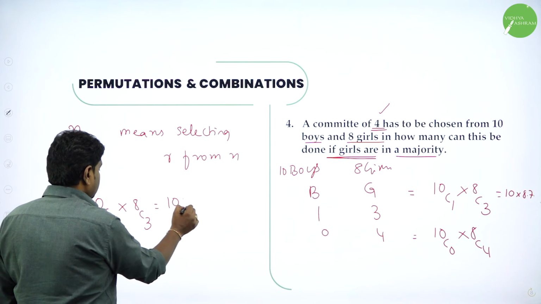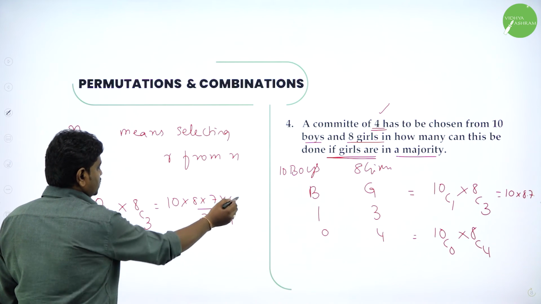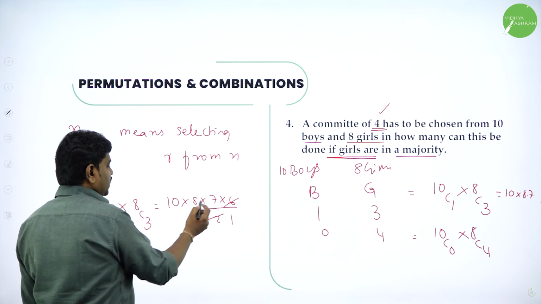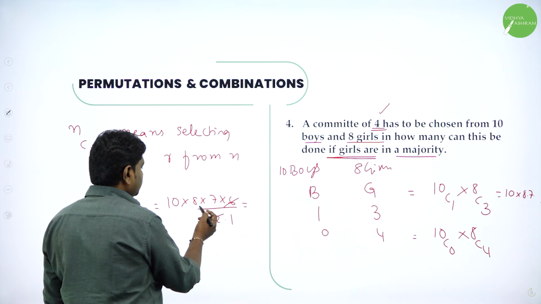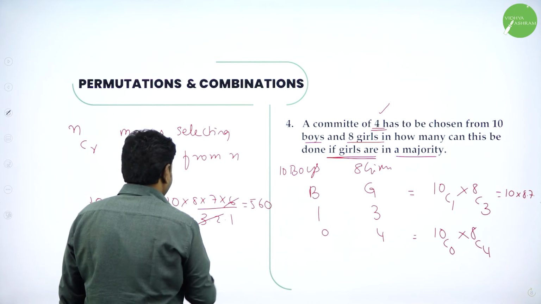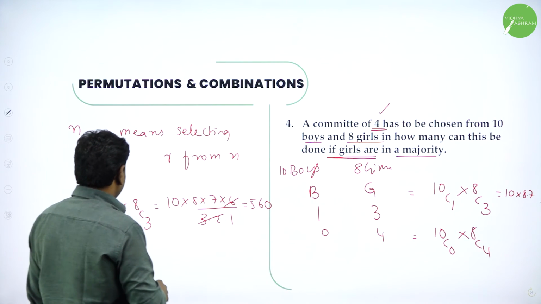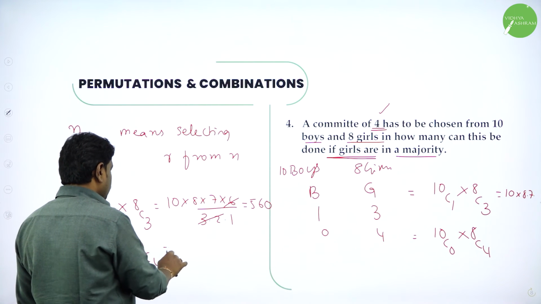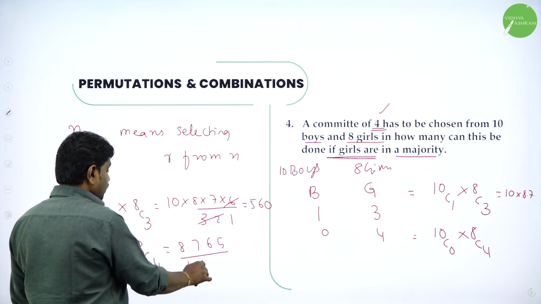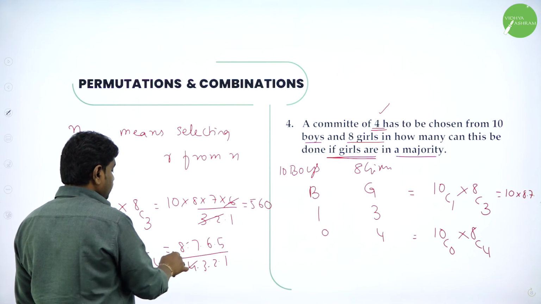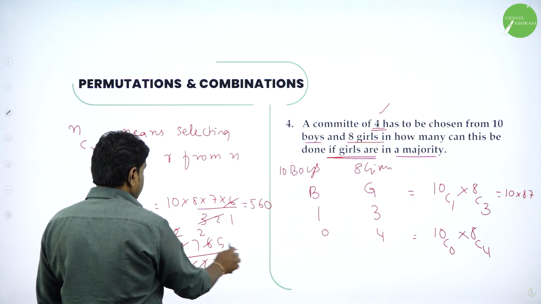That is 10C1 is 10, 8C3 is 8 into 7 into 6 divided by 3 into 2 into 1. 3 2s are 6 and 6 cancels. 8 7s are 56, into 10 is 560. Then the other possibility is what? 0 boys and 4 girls. Only you can select all 4 girls. 8C4: 8 into 7 into 6 into 5 divided by 4 into 3 into 2 into 1. 4 1s are 4, 2 2s cancel. 3 1s are 3. So we are left with 7 into 5 into 2, that is 70.